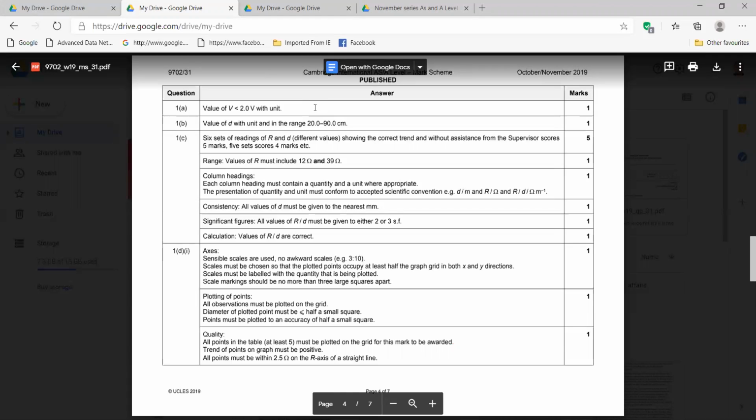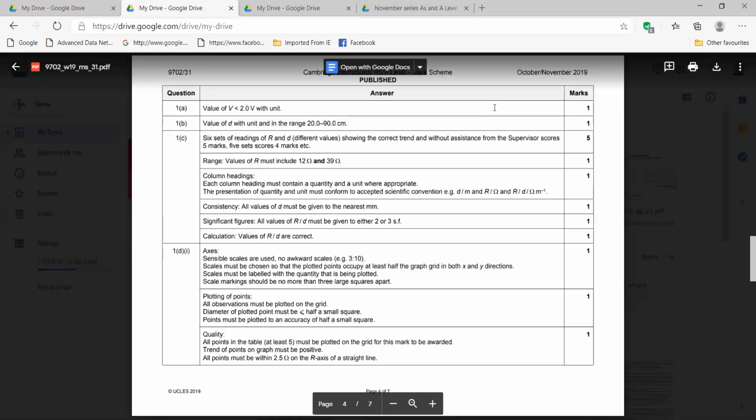And I always find some students that they are only writing the numerical value, but they forget the unit. Look, in AS it's very critical. If you don't write the unit, you will not get this mark. If you only write the numerical value, you are correct, you are less than 2 volt, but you are not writing the unit, then this mark you will lose. Continue.